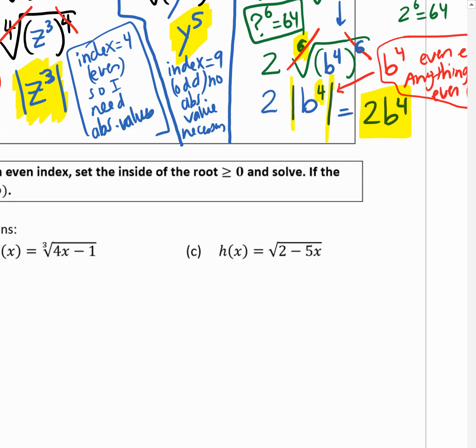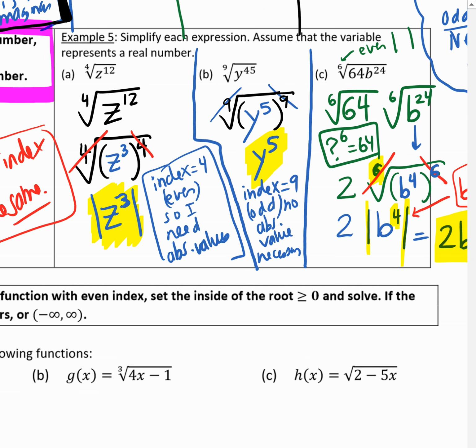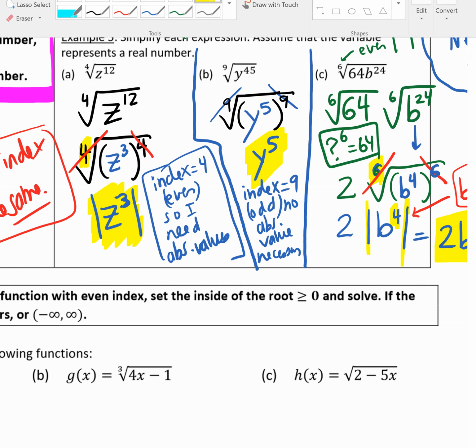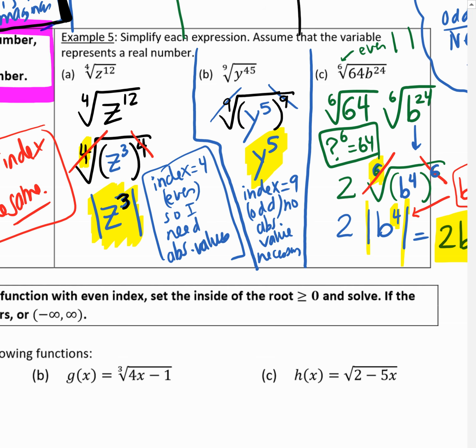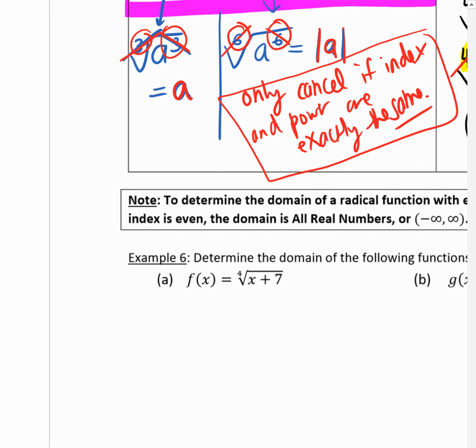And notice in the first example we did here, part A, it was an even index, which is why I needed an absolute value, but I was left with an odd power, 3. If that was an even power, like a 4, 6, 8, something like that, I would be able to remove those absolute values. But because 3 is an odd number, I don't know if something to an odd number is positive or negative. It could be either. There's no way to tell. That's why I had to leave it. So very tricky. Almost done with this section.